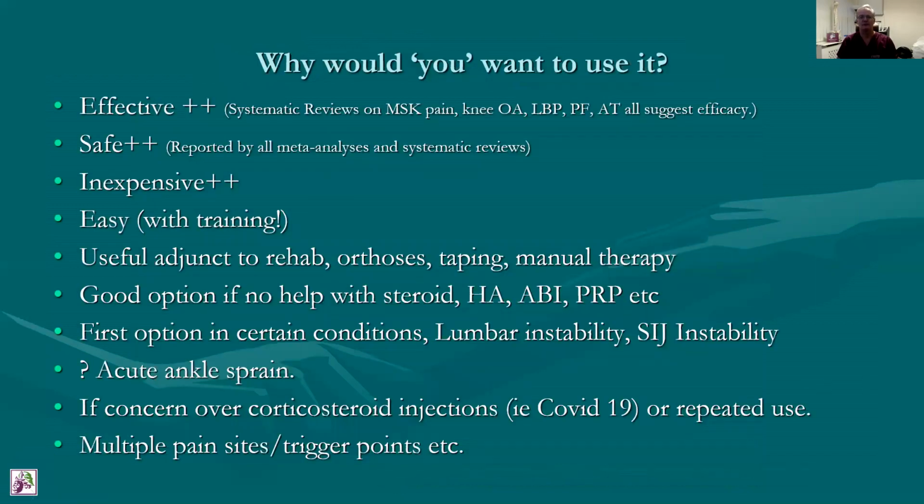So why would you particularly want to use prolotherapy? Now, these are extremely strong reasons to use a particular technique, particularly if altogether they apply to one type of treatment. So first of all, prolotherapy has been shown by several systematic reviews to be an effective treatment in knee OA, in low back pain, in plantar fasciitis, and Achilles tendinopathy. All the reviews suggest that it is an effective treatment.